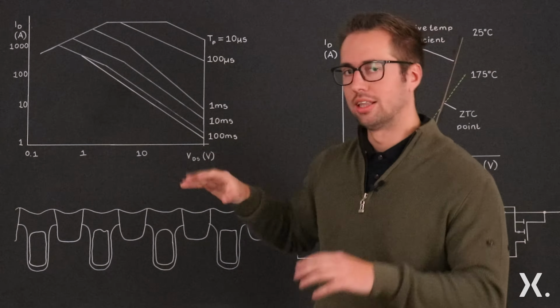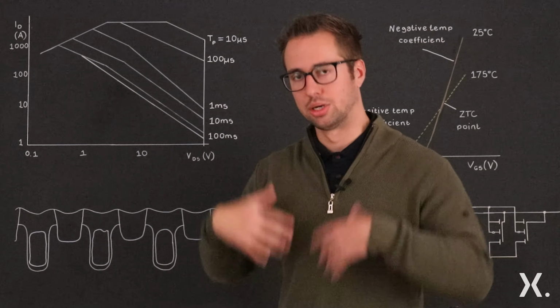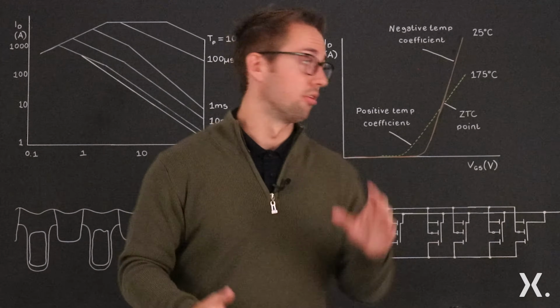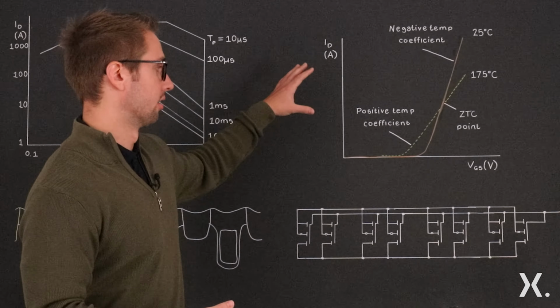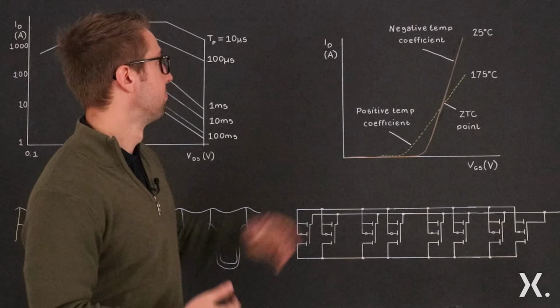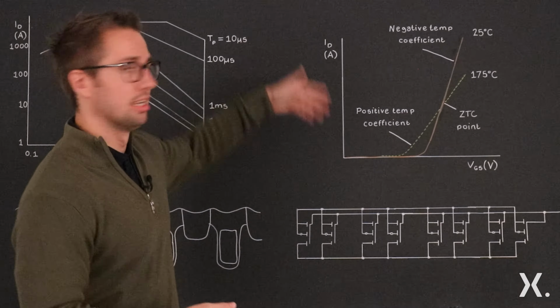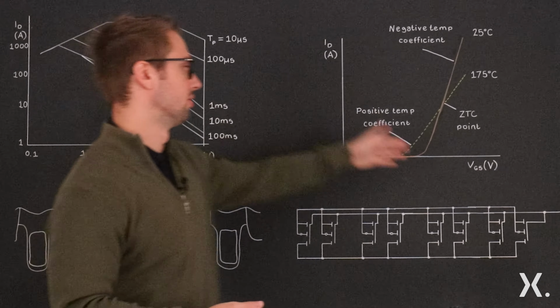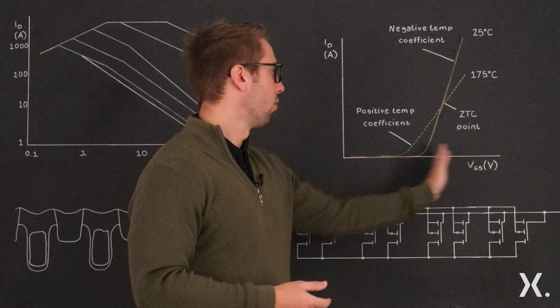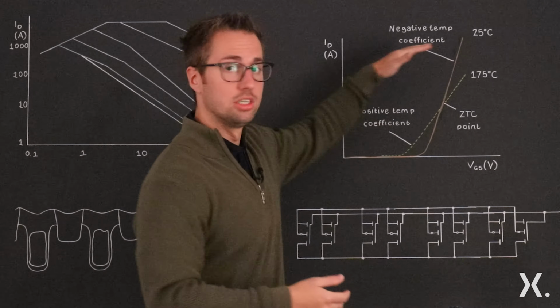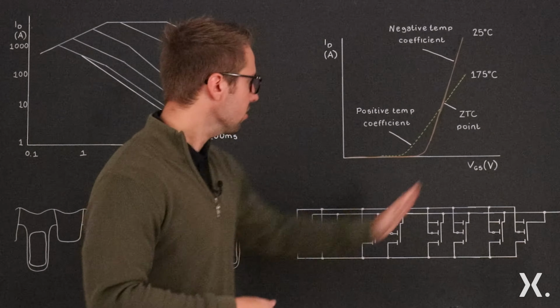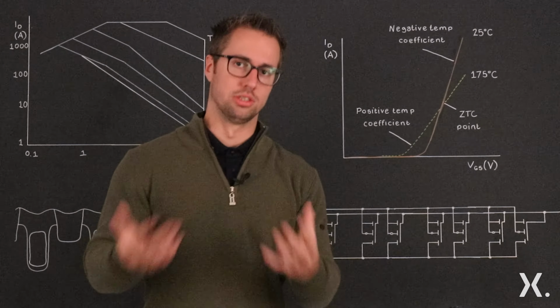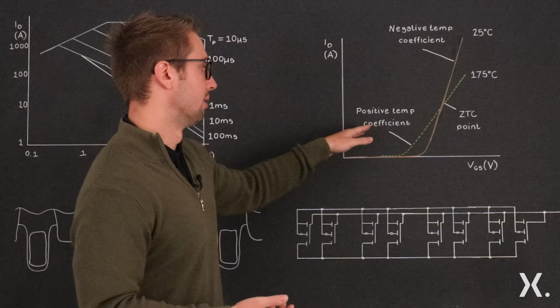Now to understand where this SOA graph comes from, we can break it down to a silicon level. And for that we can have a look at the transfer characteristics of the MOSFET itself. And here we see that the drain current is a function of the gate source voltage. And with a lower gate source voltage, we have multiple different regions that the MOSFET can be in. At the lower gate source voltage, when we're in linear mode, you have a positive temperature coefficient.